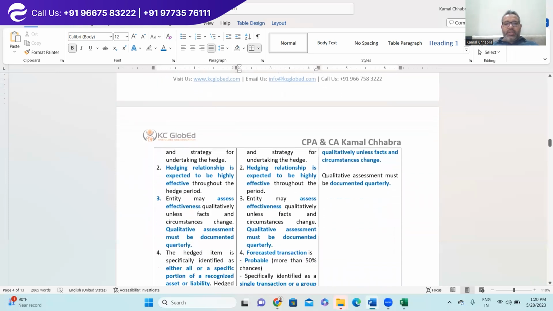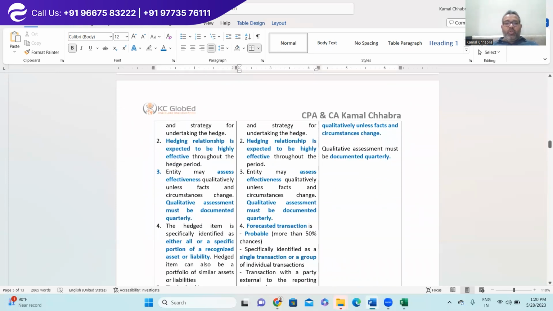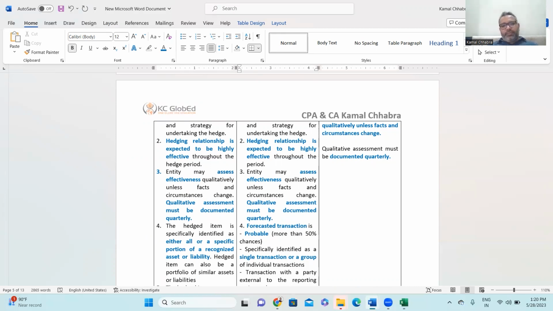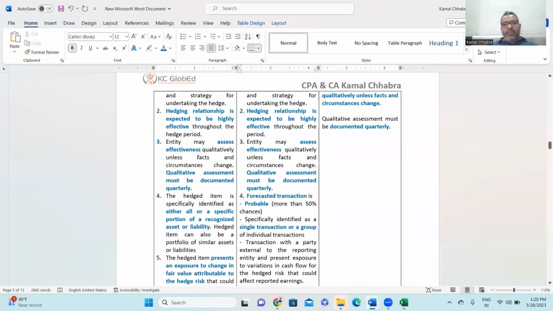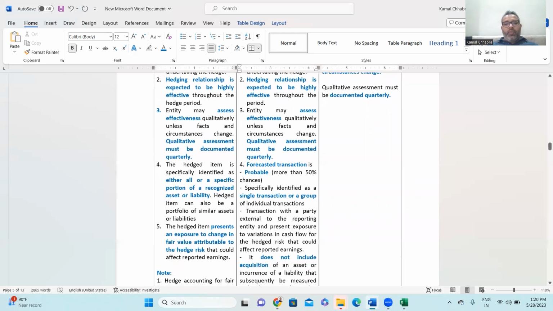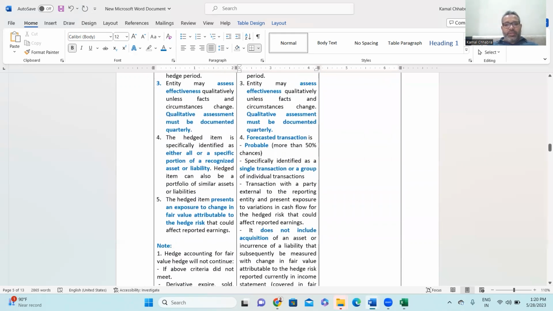Second thing is the hedging relationship is expected to be highly effective throughout the period, right? Same. You should not sell the underlying asset. It should be intact throughout the period. Third is the entity may assess the effectiveness of the hedge unless the facts and circumstances change, and the hedge assessment must be documented quarterly. Same, 100% same.